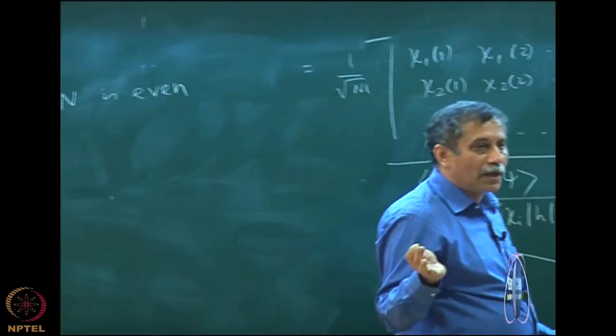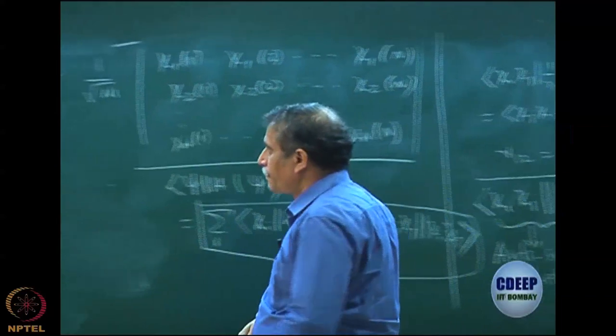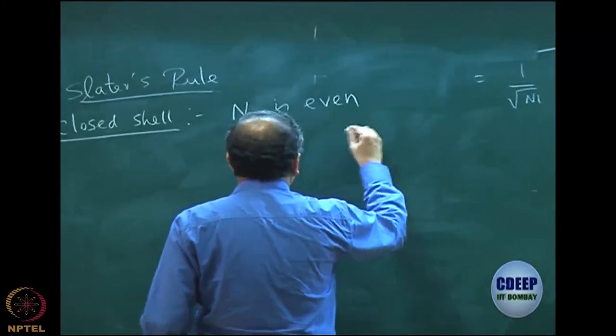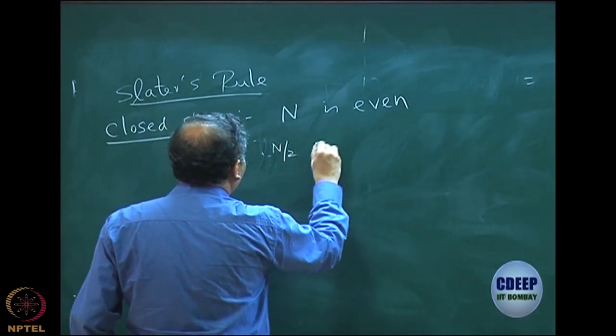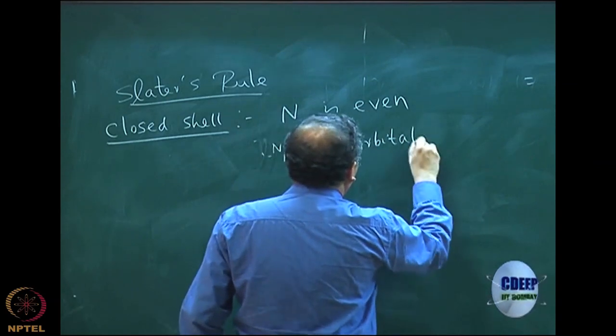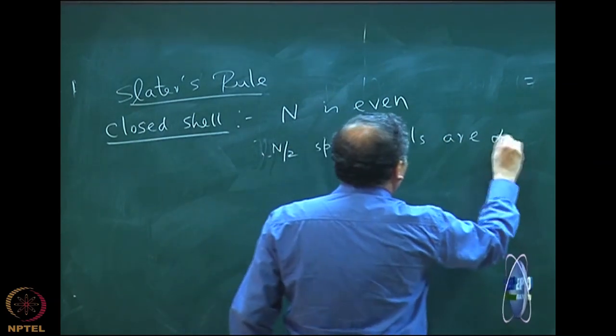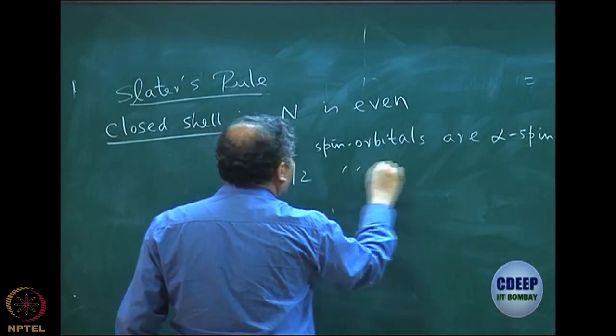You can talk in number of spin orbitals because it's a determinant. So that means number of electrons, so that's even. So n is even. Out of this, n by 2 spin orbitals are alpha spin, and the rest of the n by 2 spin orbitals are beta spin.